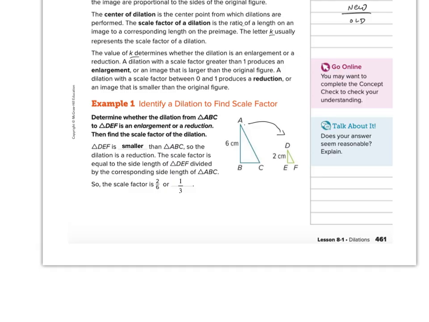I would hope that when you look at that, you can see that DEF appears to be smaller. If it wasn't drawn to scale, maybe we were concerned about that. What we can do is take the corresponding side DE, that's the new item, over the corresponding side of the old item, which is AB, and that would be 2 divided by 6. Remember, the new divided by the old, which is equal to 1/3 or 0.33. So that's how we can determine. Now, since it is in between 0 and 1, it is going to be a reduction. So there you go, it was smaller.